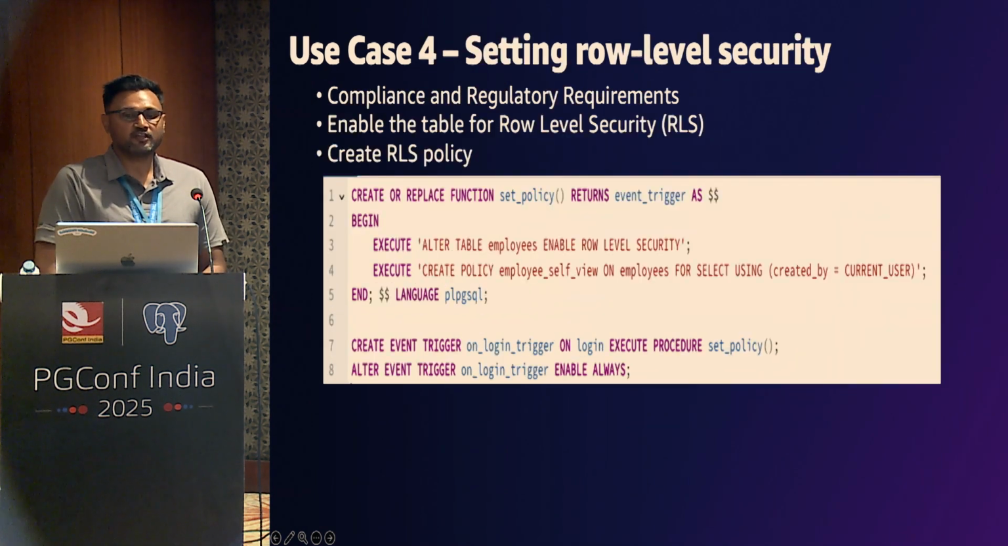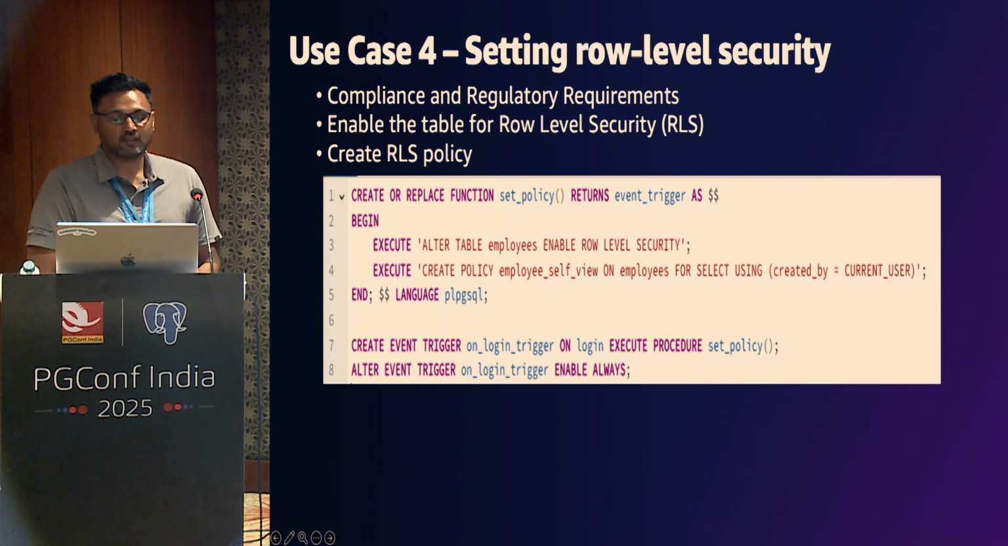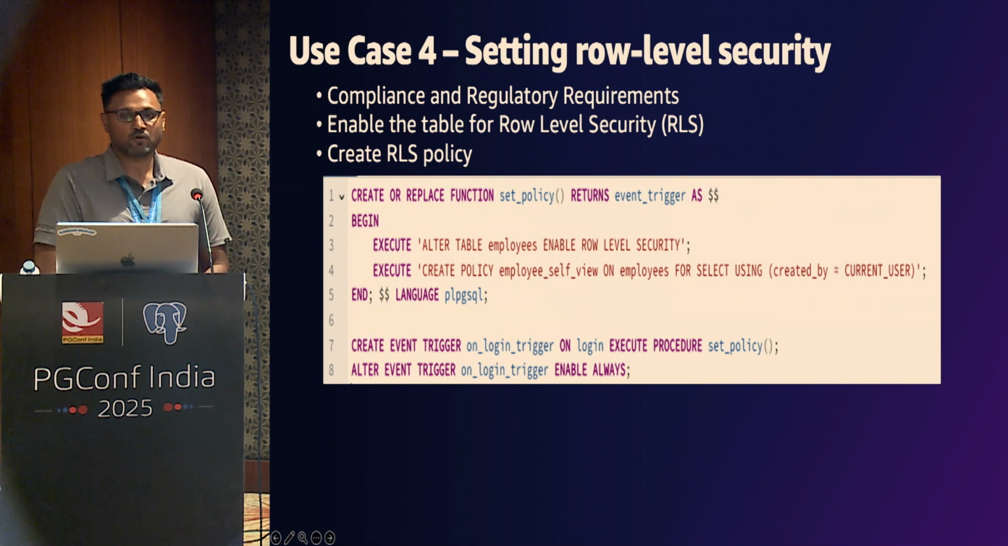Row level security is a way we can restrict the user from accessing certain rows in the table. This is for security and compliance requirements. This is one of the important features in PostgreSQL. Here, what we are doing is setting the table in the trigger function. We are enabling the table for row level security, and we are creating a policy to restrict a user from accessing rows not created by him.